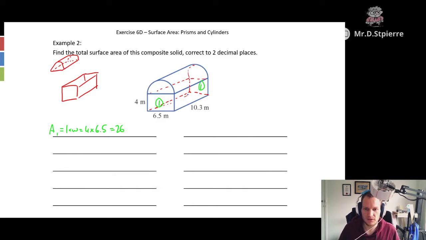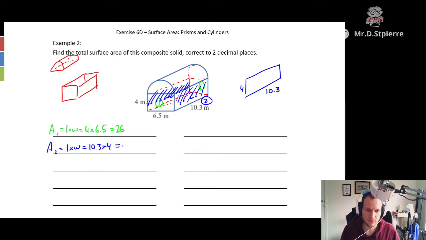Now we also have the sides of the box. We've done the front, so now we're going to do this side here, which we'll call 2. And there happens to be the exact same on the opposite side. So area of 2 is equal to length times width again, with just one of them. We're finding that as 10.3 and that's 4. So 10.3 times by 4 is equal to 41.2, yes, 41.2.